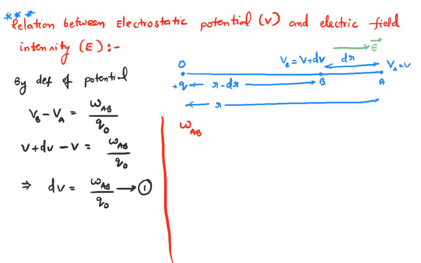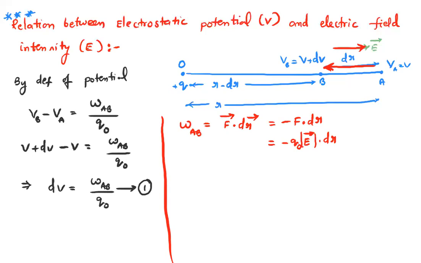Work done to move from A to B means F dot dr. Here, the displacement is towards the charge and the electric field is away. Both are opposite, so you can write minus F dr. The angle between them is 180 degrees. Then we can write it as minus Q naught into the electric field at this instant, the magnitude of E, into dr.